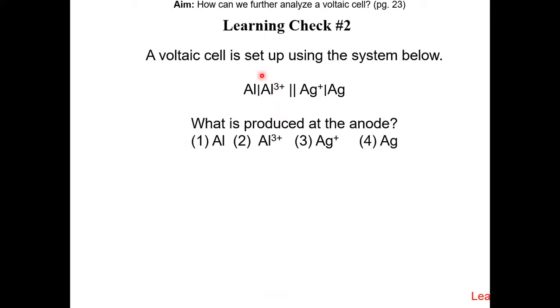Learning check number 2. A Voltaic cell is set up using the system below. What is produced at the anode? Pause the video, resume as completed. Since aluminum is being oxidized, the product is aluminum positive 3, so the answer is choice 2.